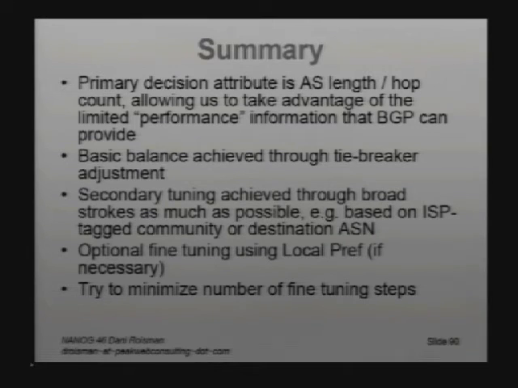So, in summary, in the metric system, the primary decision attribute is the AS length, or hop count. That allows us to take advantage of the limited performance information that we can get in BGP, which is how many networks away this prefix is. You're going to get your basic balance through your tiebreakers, your catch-alls. Secondarily, if you need to do a little more tuning, go ahead and do some broad strokes, maybe based on community or destination ASN. Maybe you use fine-tuning if necessary for stuff that can't get done with communities and metrics.